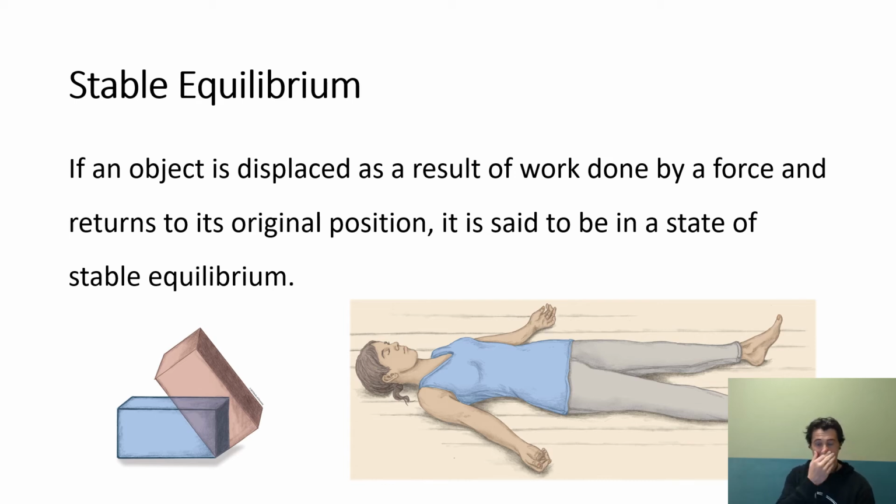So stable equilibrium is if an object is displaced. Remember last time we talked about displacement. If an object is displaced as a result of work done by a force and returns to its original position, then it's said to be in a state of equilibrium. The example here is if this blue block was lifted up and then let go early enough, it would return back to its normal position. So it's in a stable equilibrium. This lady lying supine on her back is in a pretty stable position. You'd have to apply a lot of force to change her position.